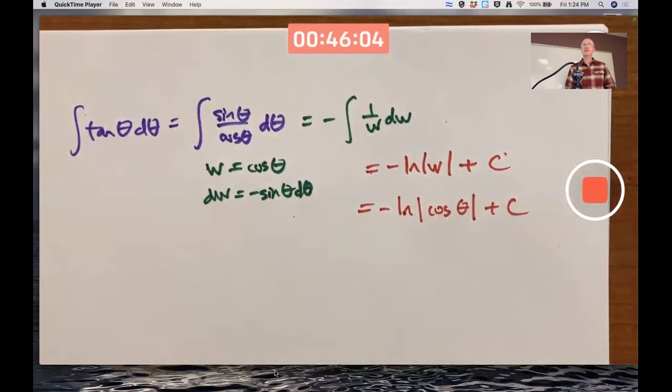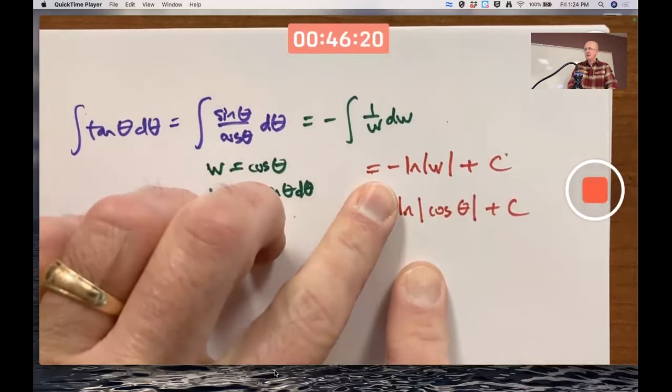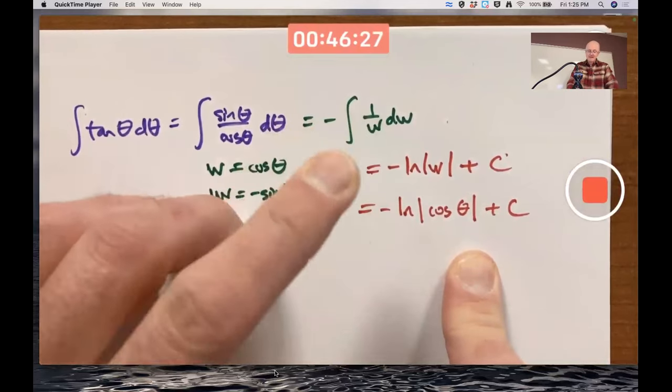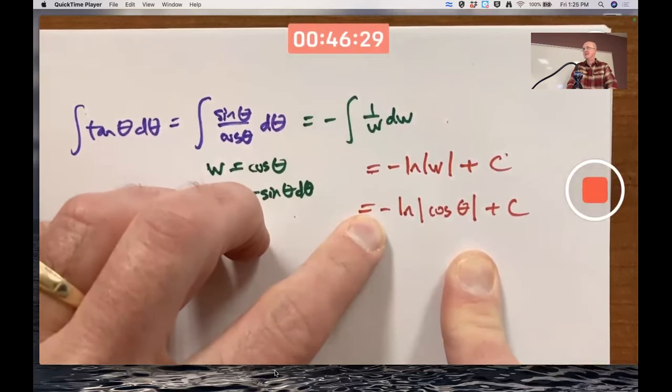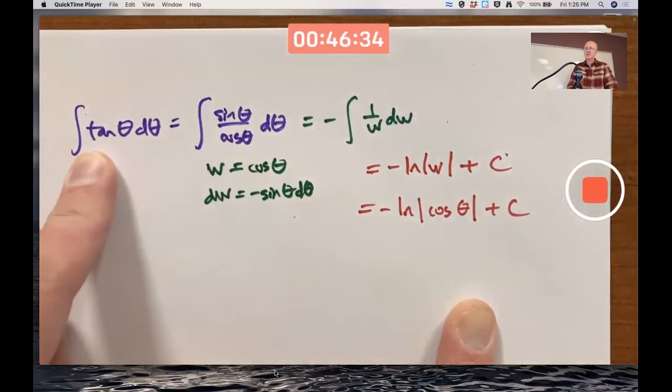And if you check this, I'll just do it in my mind here. When you differentiate natural log of something, you get 1 over that something, then by the chain rule times the derivative of the something. So I get 1 over cos theta is the something, times the derivative of cos theta, which is negative sine theta, but the negative sign in front cancels that negative sign, leaving me with sine theta divided by cos theta, which is the same as tangent theta. It would check.